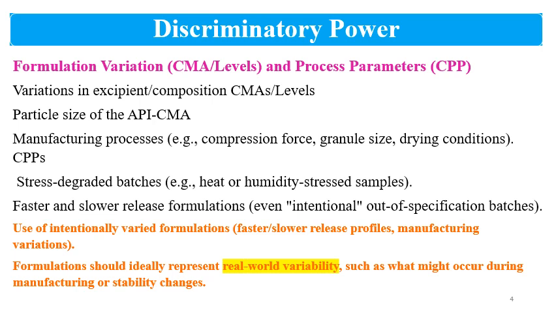Now see, formulation variations. You can make changes to the formulation composition. You can change the CMAs of the excipients and APIs, and you can change the levels. For example, you can change the binder concentration or the binder viscosity, and then check the effect of the change in binder on the dissolution. Then change the particle size of the API, which is a critical material attribute of the API. Change the manufacturing process parameters like compression force, granule size, drying conditions. So these are critical process parameters.